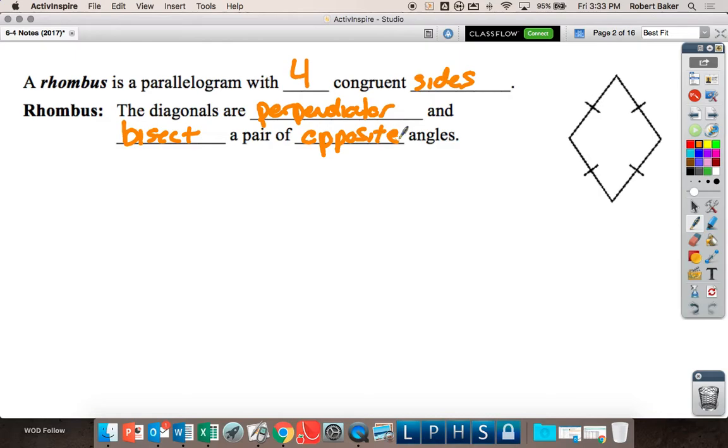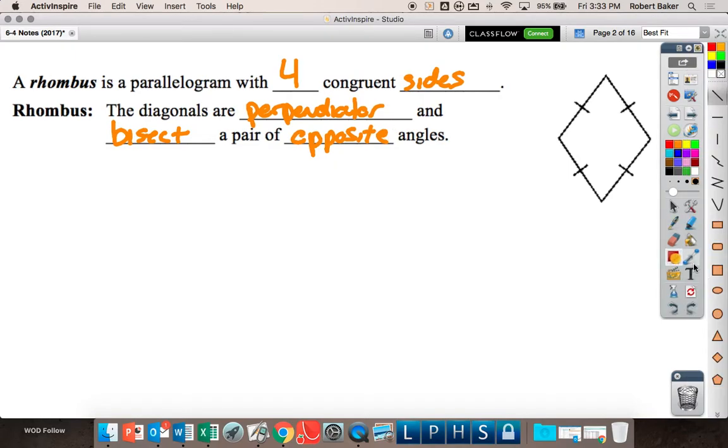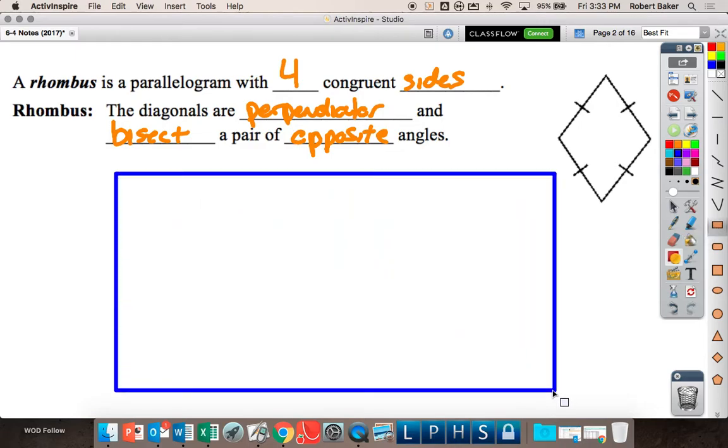The diagonals are blank. No. Think about it. We just made a parallelogram a rhombus by making four congruent sides. So if you make a rectangle, it has to have four congruent angles. So what shape is that? A rectangle.